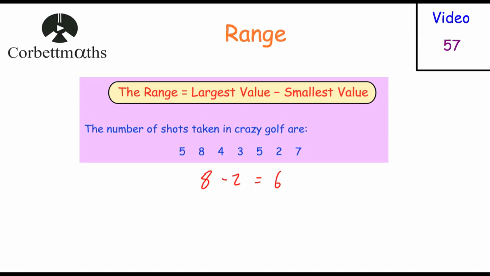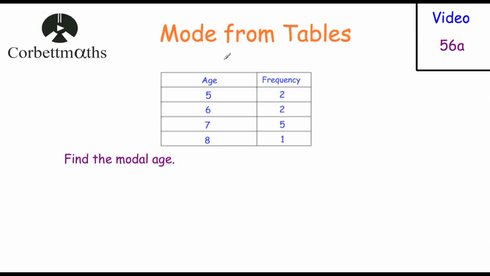Okay, our next topic. Sometimes we're asked to find the mode from a table. So here we've got some information, the age of some people, or animals, or whatever it is, and the ages are 5, 6, 7, and 8, and we've got the frequency. So there's 2 5-year-olds, 2 6-year-olds, 5 7-year-olds, and 1 8-year-old.